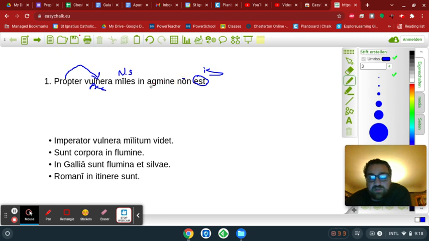All right, there's another new word, agmine, and that is a column of soldiers. So this word also means line, like if you're standing in line for something. But it's also a column of soldiers because they're kind of standing in a line too. So in the line, and there's our ablative ending with an E. So on account of wounds, the soldier is not in the column. Okay, so there's our first sentence.